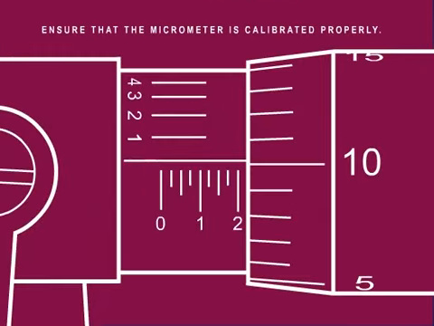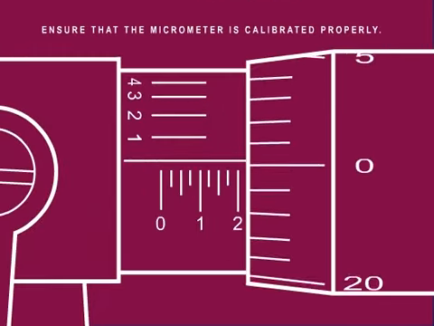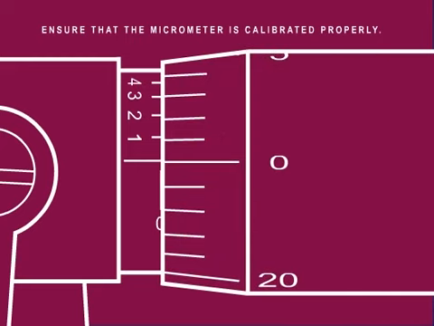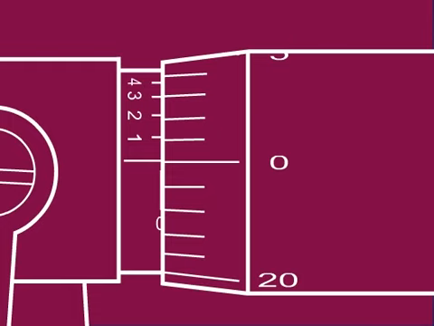First, the spindle is closed by rotating the ratchet, and the 0 line on the thimble is lined up with the 0 line on the sleeve. This is a validation step to ensure that the micrometer is calibrated and adjusted properly before taking a measurement. If it isn't, then the tool would have to go through a calibration adjustment procedure.